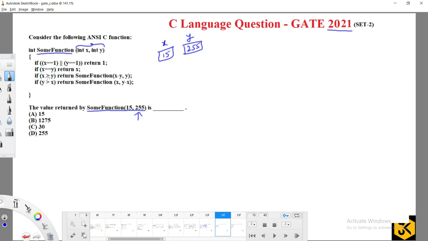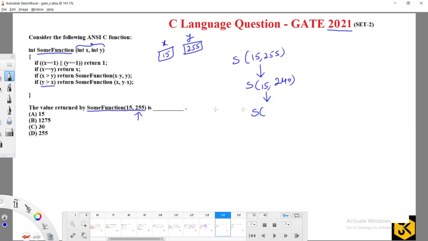Like, is x greater than y? No. Is y greater than x? Yes. Meaning that when you call the function with 15, 255, this branch is executed. y greater than x, that is 255 greater than 15. So it's going to call S of x comma 255 minus 15, that is 240. So this is again going to call the recursive function.